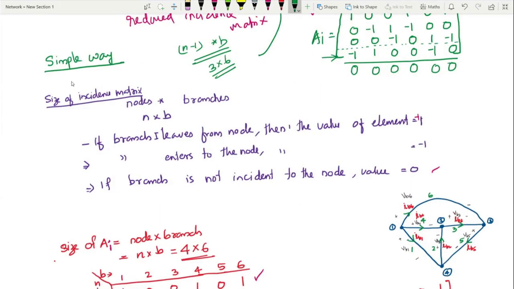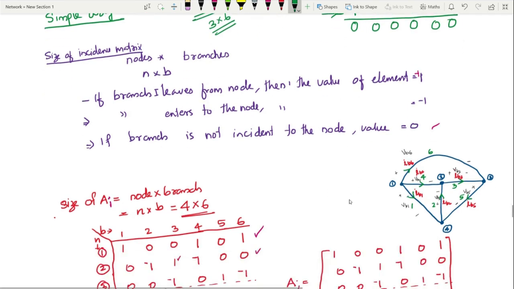Now let's see a simple way to find the incidence matrix, complete or reduced. We know the size of the incidence matrix is nodes by branches, that is n by b. So let's consider this graph. In the incidence matrix, the coefficients are either +1, -1 or 0. When to provide +1, when to provide -1, and when to provide 0? For that we have some rules, written over here.